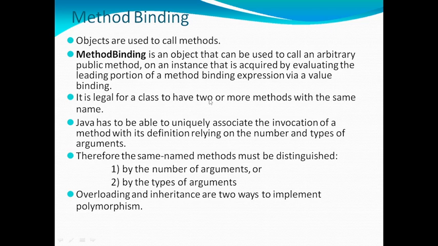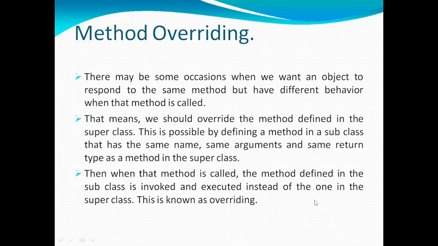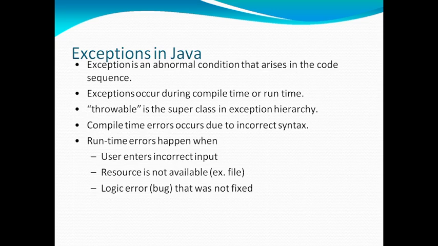Then method binding. Method binding means we can call the object, we can call the functions from the main function. Okay, that is called method binding. We can pass a number of arguments or types of arguments based on overriding. Overriding is a method where the method names are the same and the arguments are the same. We can call the method from the derived class.